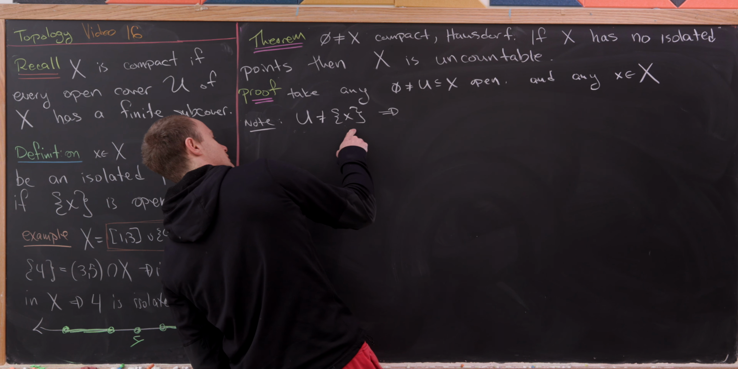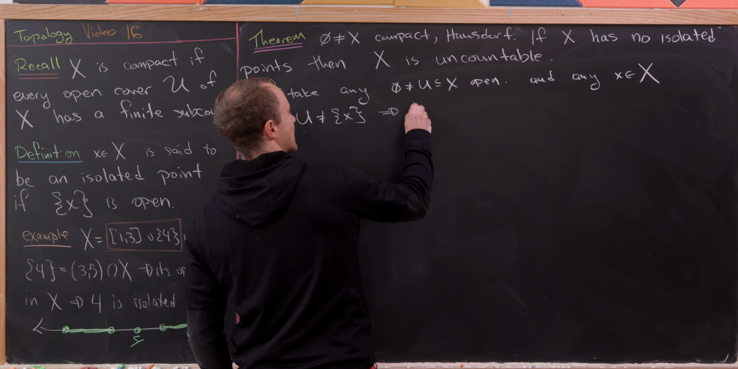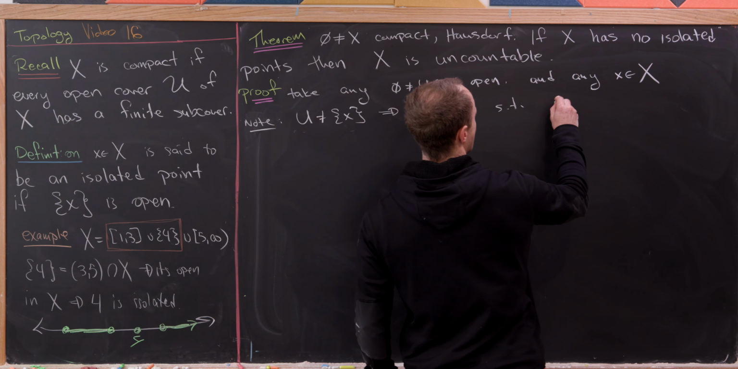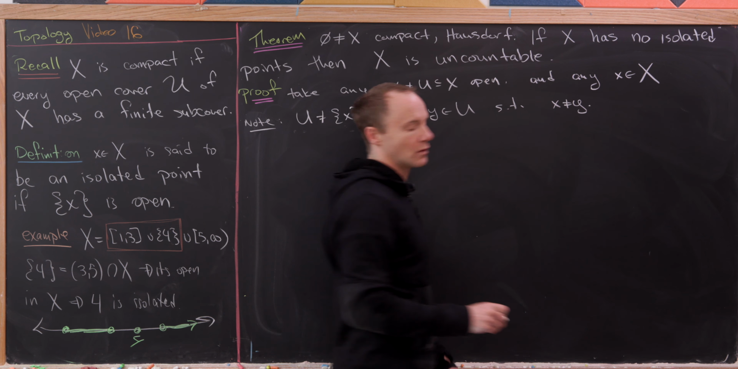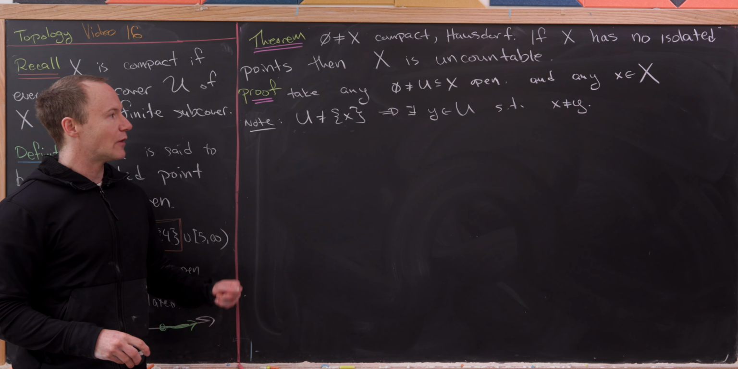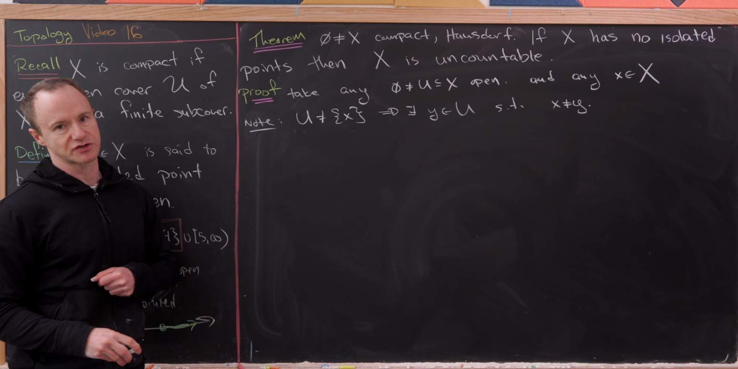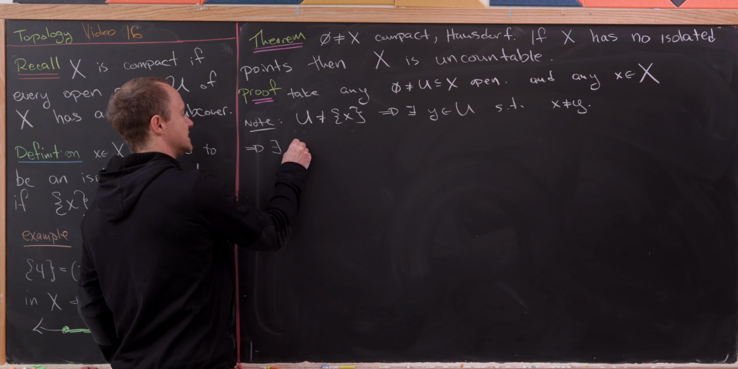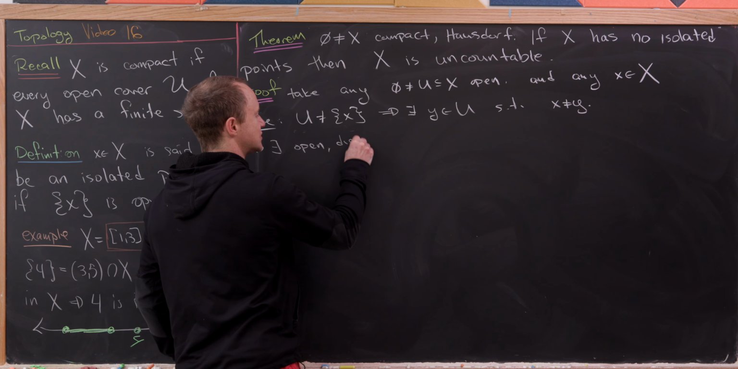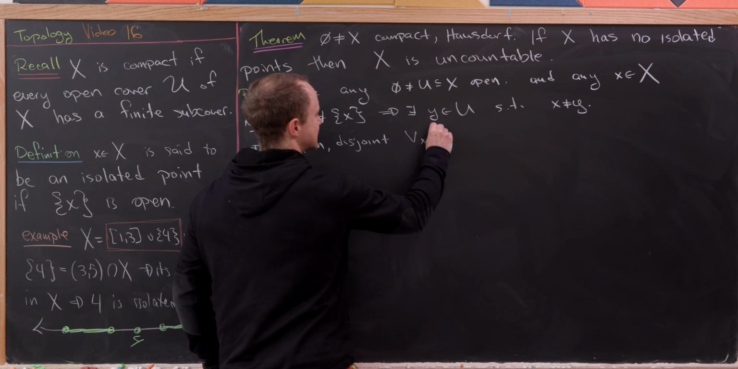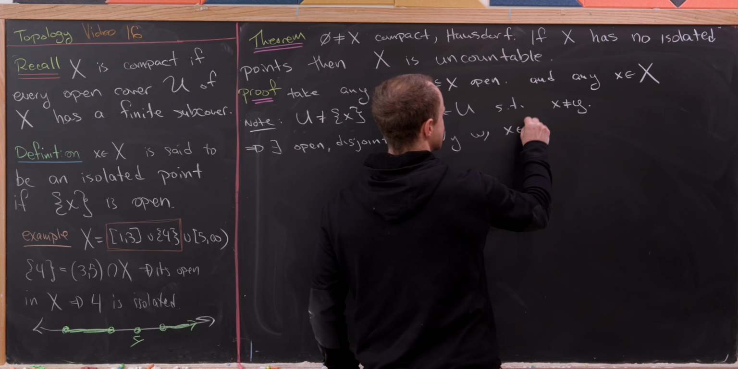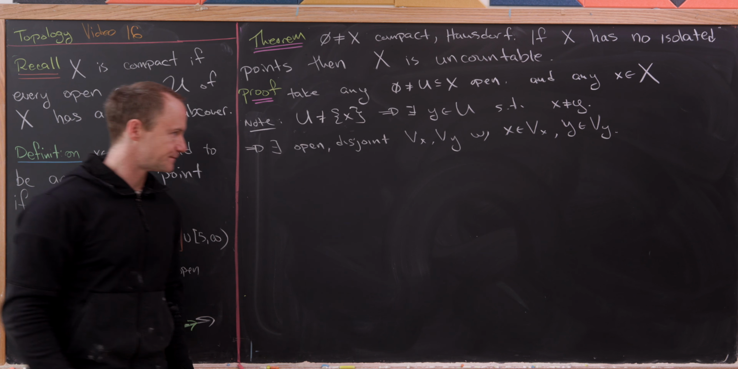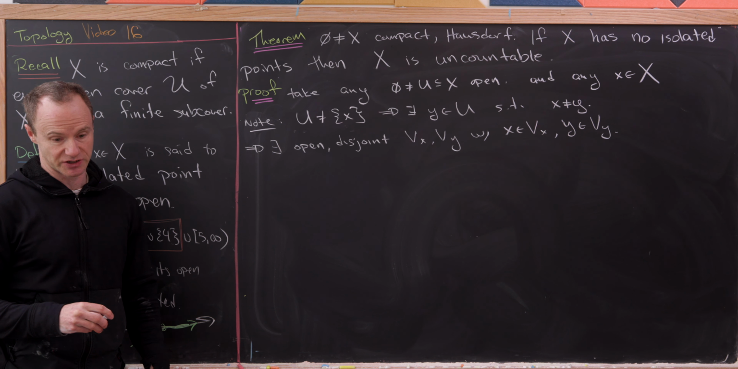Since U is not equal to this singleton, there exists some point y inside of U such that x is not equal to y. Now we've got two points inside of our topological space X. Now we'll apply the Hausdorff condition. So that means there exist open and disjoint Vx and Vy with x inside of Vx and y inside of Vy. Again, that's the Hausdorff condition.